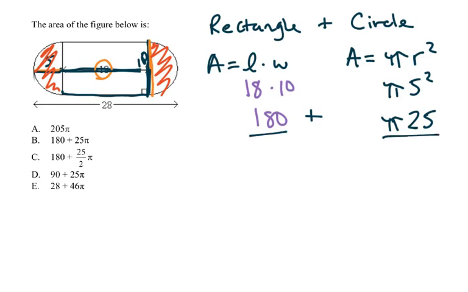If we look over here, this one we can get rid of. That doesn't say 180. That doesn't say 180. This one doesn't say 180, so it's going to be 180 plus either 25 pi or 180 plus 25 over 2 pi, and it's not going to be divided by 2 because it's not just a half circle. So the correct answer would be B.